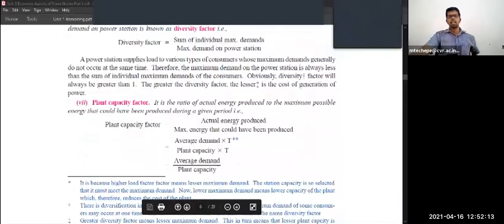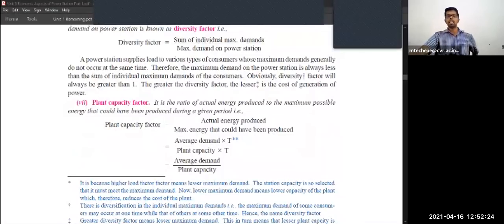Next, plant capacity factor. So what is plant capacity factor? It is nothing but the ratio of the actual energy produced to the maximum possible energy that could have been produced during the given period. By knowing the plant capacity factor, you can easily analyze the capacity of that particular plant. For example, if the plant capacity is 2,500 megawatt, by seeing that factor itself, you can easily analyze. So this is the average plant capacity at which the plant is generating.